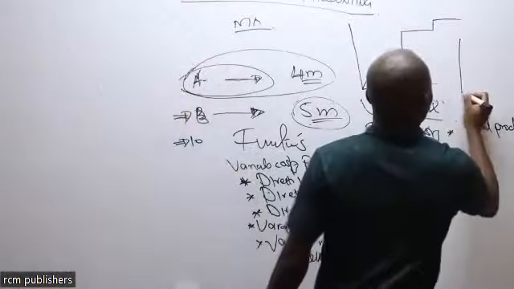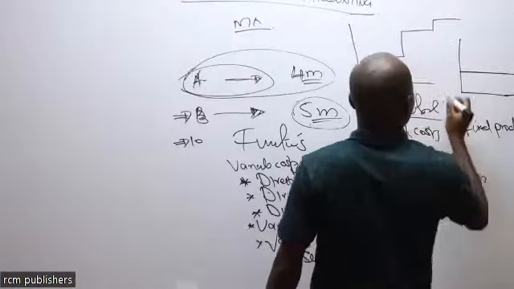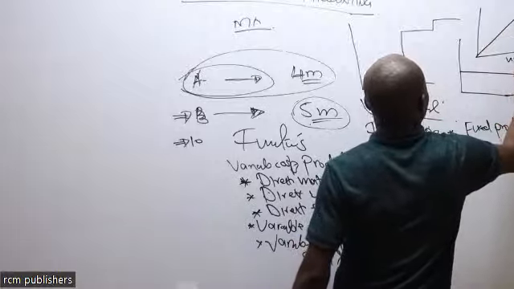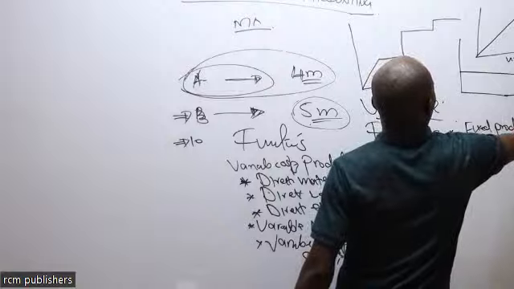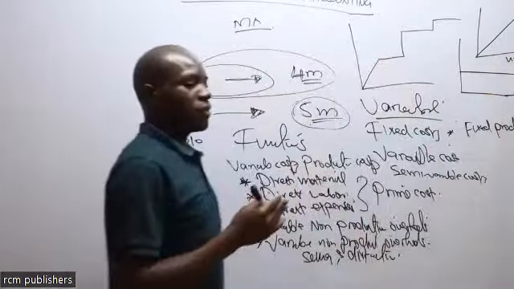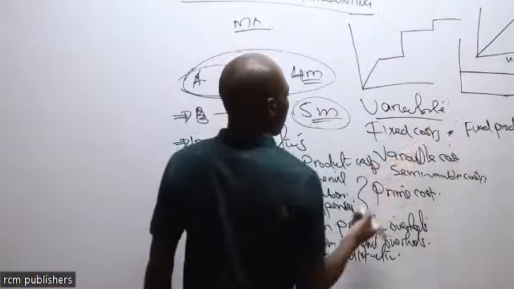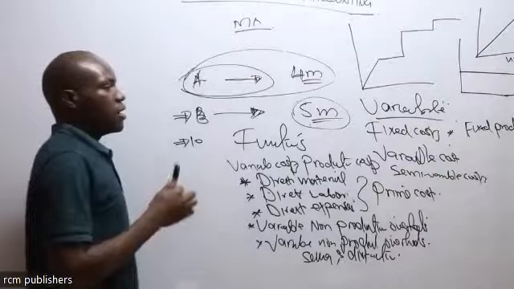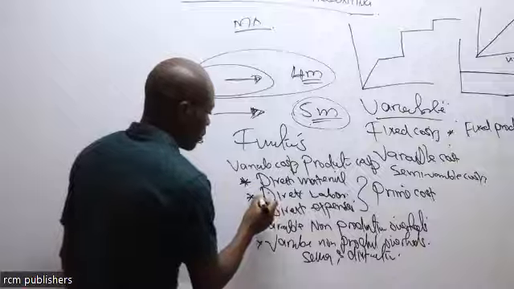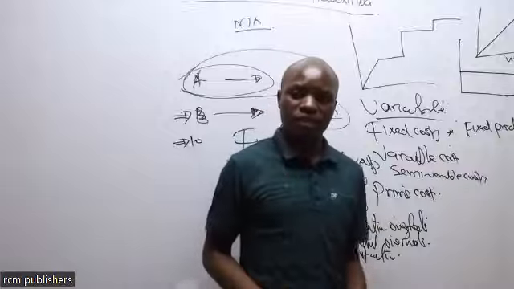The fixed cost will be constant all through. That is the fixed cost. And for the variable, it varies with the units of output. As the units increase, the variable cost curve is also increasing. That is the variable cost that we have there, the fixed production and the fixed non-production overhead. The salaries and wages. Remember, direct labor is paid to those people who are directly involved in the production of goods and services.